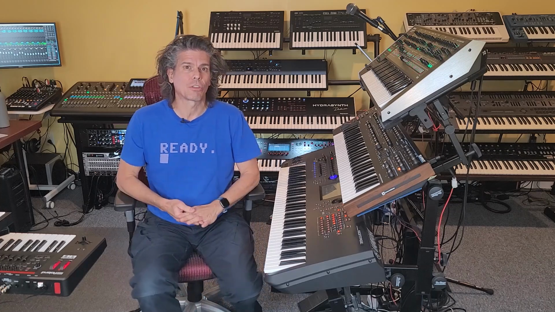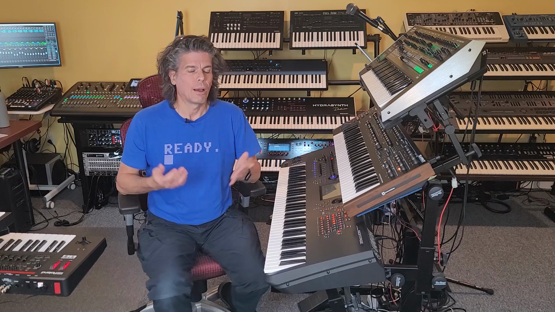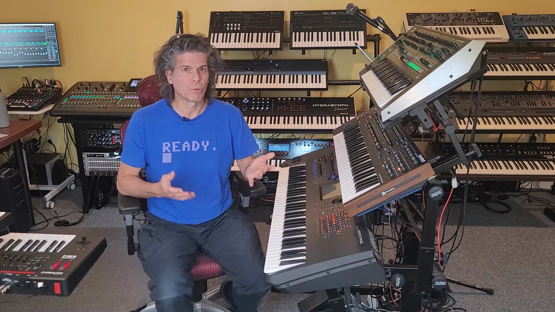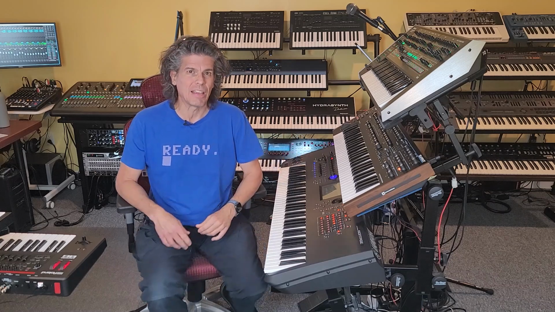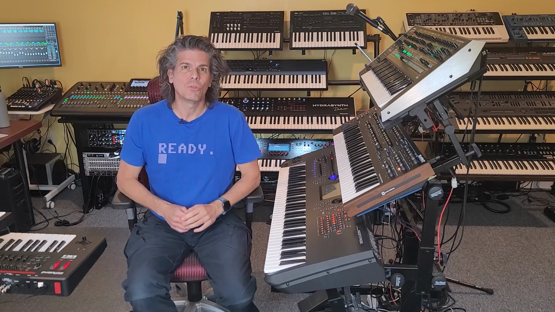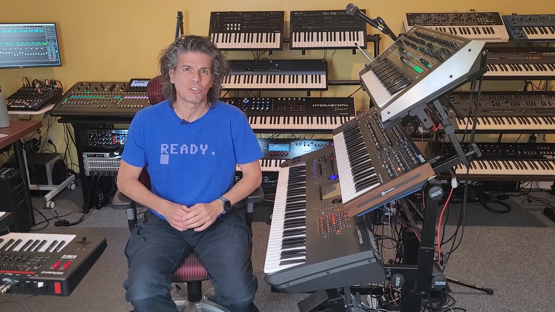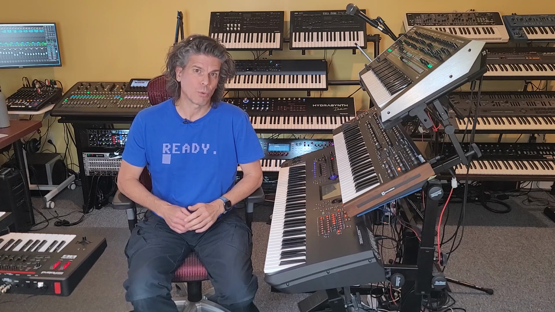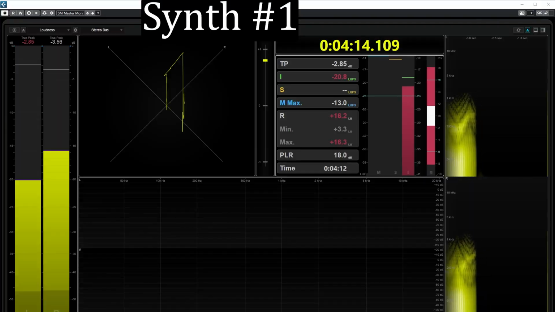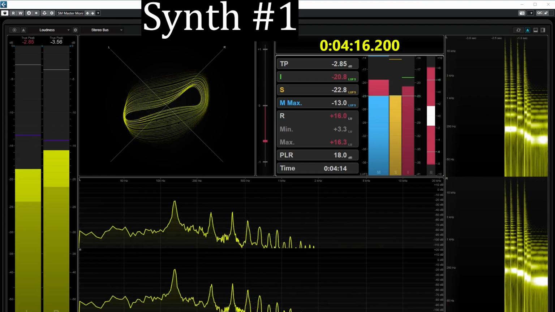Okay, so now we've got the third sound. For the third one, I went with a bass sound because the Juno-106 can just create thundering bass lines. So let's listen to this little bass line piece that I put together and see if we can figure out which one's which. Get your paper ready.